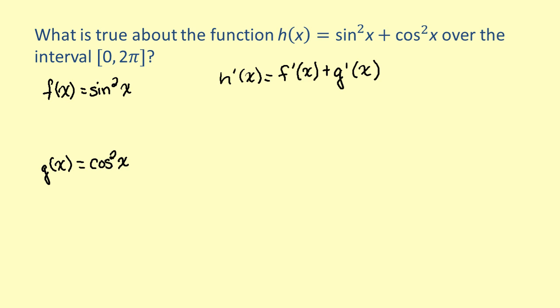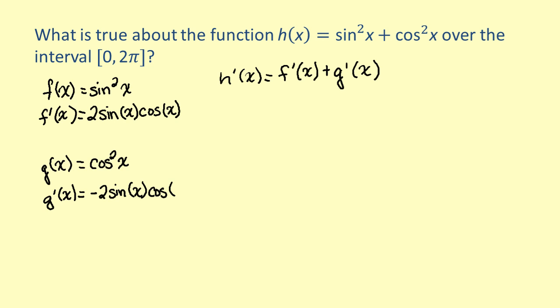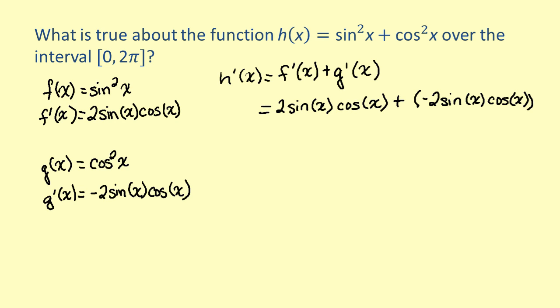Next we have to find f prime and g prime. The derivative of sine squared of x is 2 sine x cosine x, so that gives us f prime. And the derivative of cosine squared of x is negative 2 sine x cosine x. Now let's substitute these values into h prime of x. Notice that the two terms are opposites, so h prime of x simplifies to 0. Therefore, by the first corollary, h of x is a constant function.